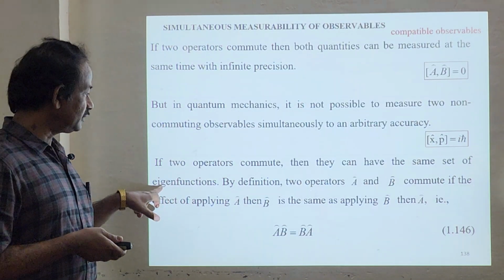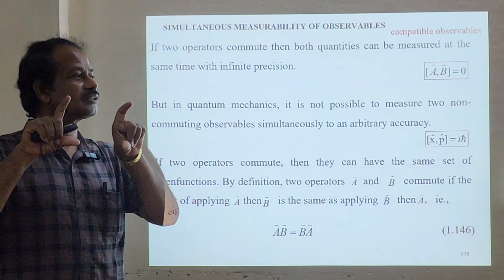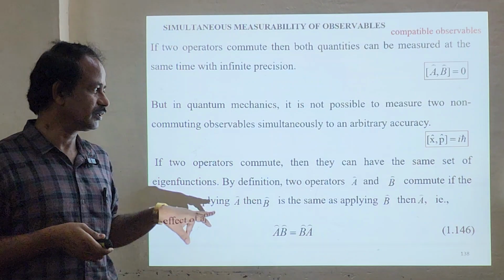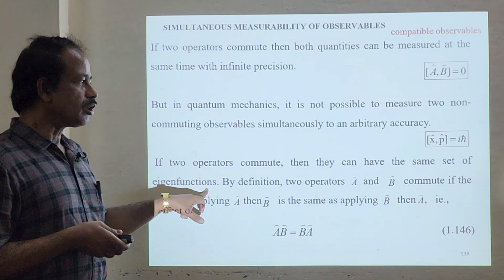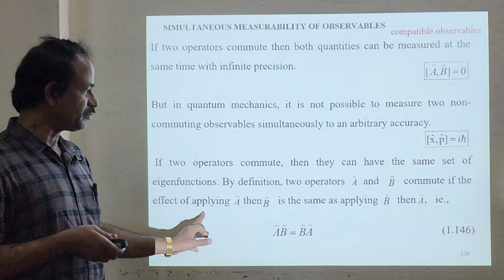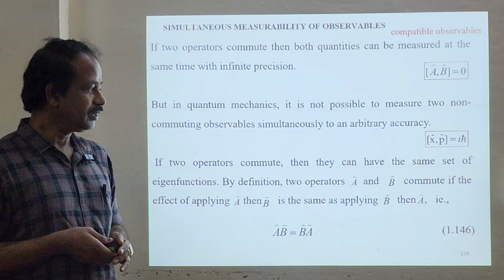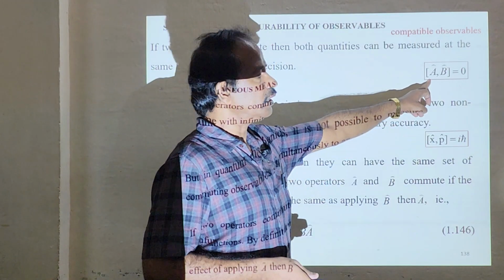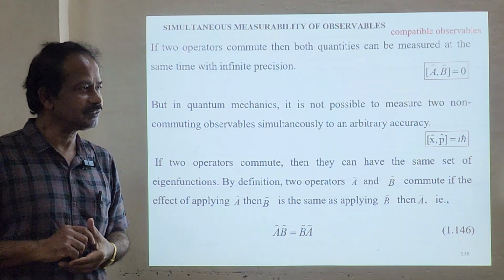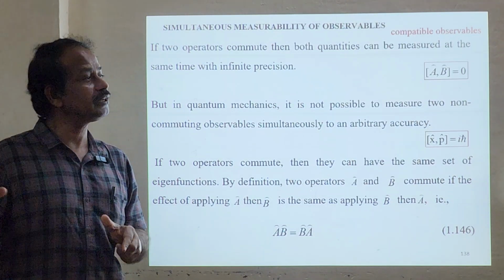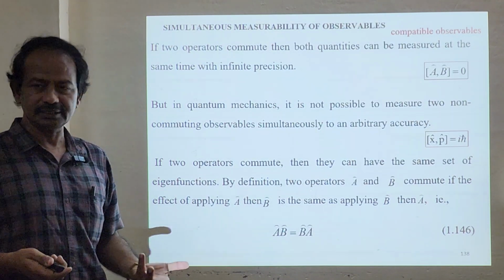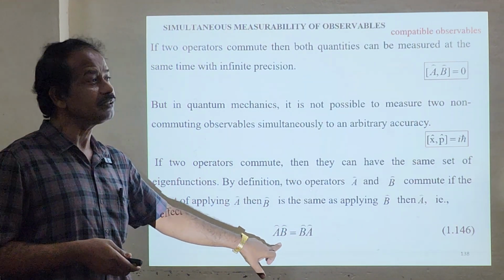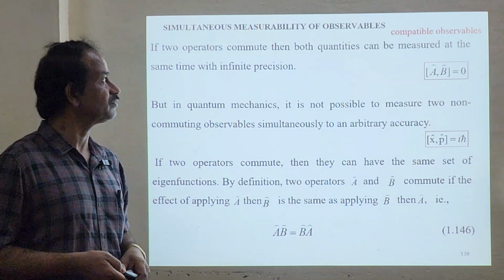If two operators commute, we can have the same set of eigenfunctions for both operators. By definition, two operators A and B commute if the effect of applying A on B is the same as applying B on A. So AB equals BA, and of course we know already that [A, B] equals AB minus BA. So AB minus BA equals 0 means AB equals BA. That's all. This condition should be satisfied for any commuting observables.